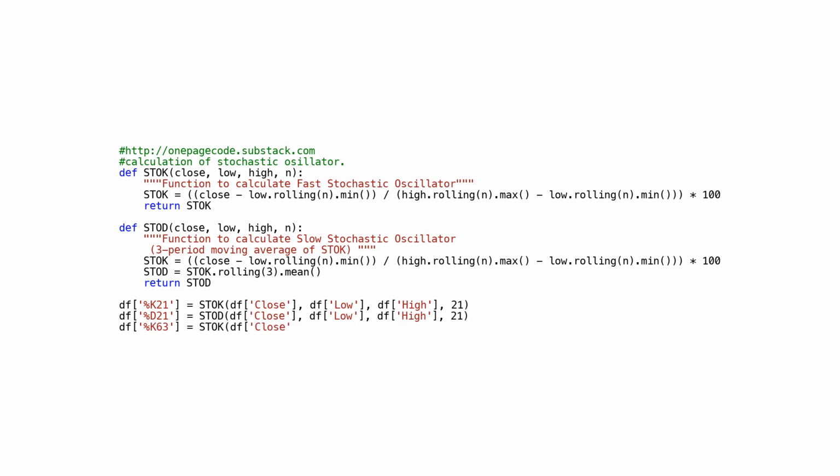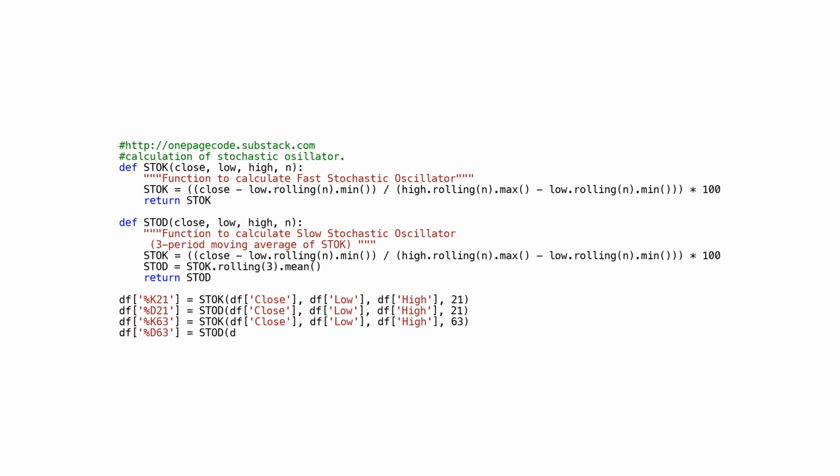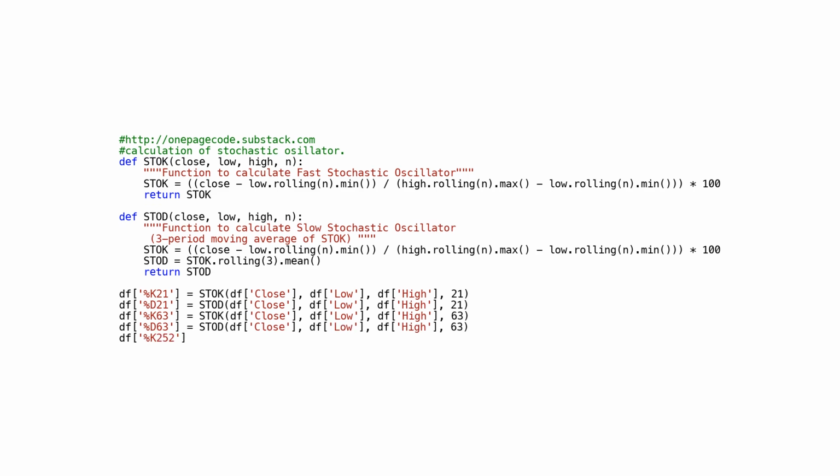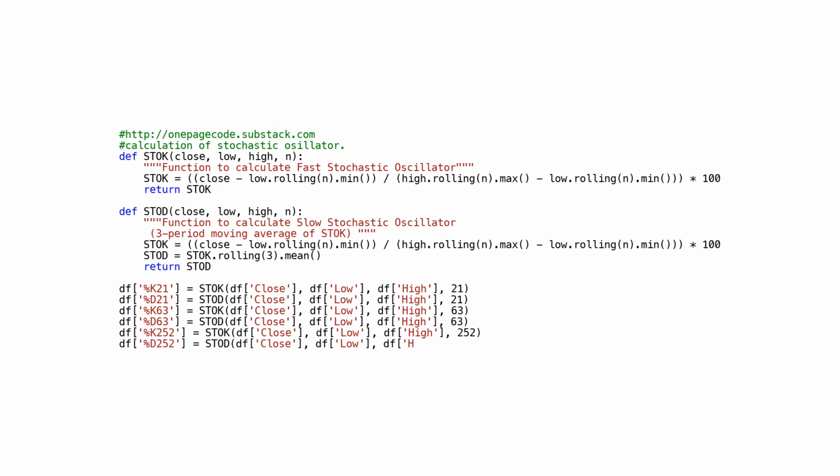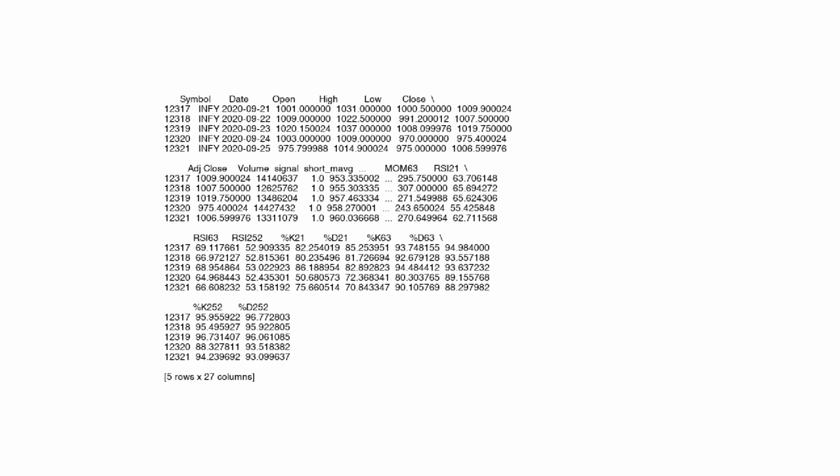STOB calculates the slow stochastic oscillator, which is the 3-period moving average of the fast stochastic oscillator. Also called stock, this function returns the slow stochastic oscillator's value with the same parameters. In the next section of code, we calculate the stochastic oscillator for different time periods, such as 21 days, 63 days, and 252 days, and add these values to the data frame diff. By comparing the stochastic oscillator over different time periods, one can see how it changes over time. It calculates fast and slow stochastic oscillators, then adds them to a data frame for further analysis in financial markets.